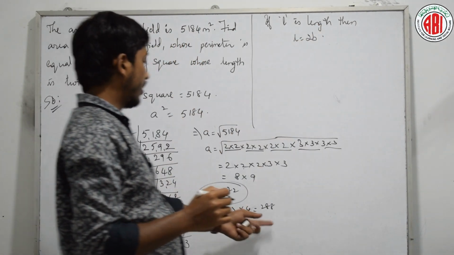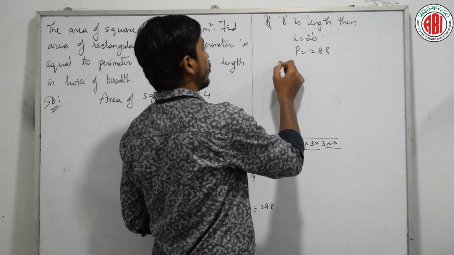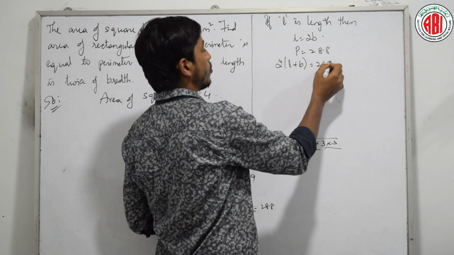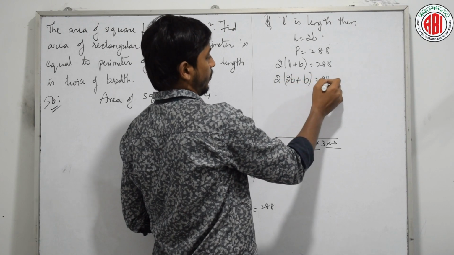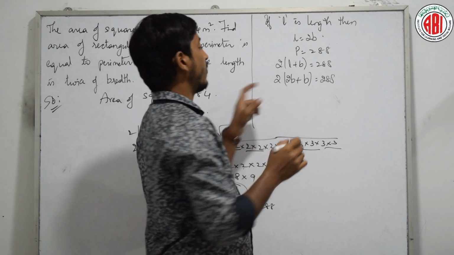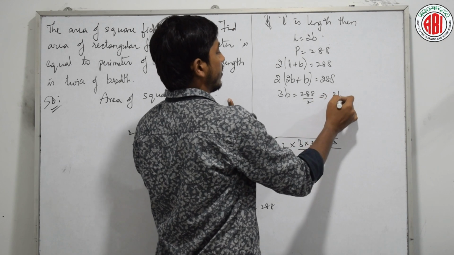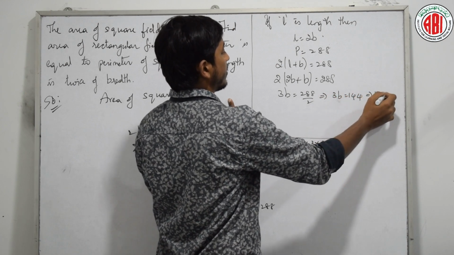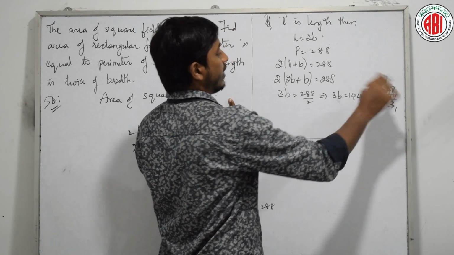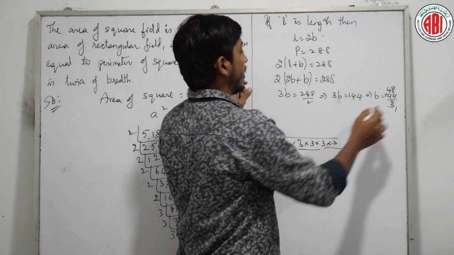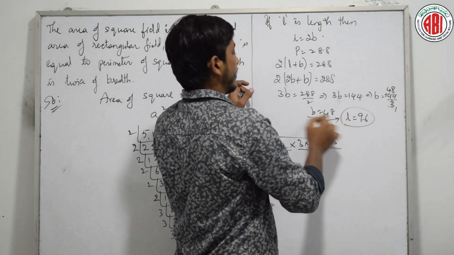What is the perimeter? Perimeter is 288. What is the formula of a perimeter? 2 into (L plus B) is 288. What is L? 2b. Let the B be like that only. Now let us find the value of B. 2b plus B is 3b, which is 288 by 2, that is 3b is 144, B is 144 by 3. How much is it? 3 4s are 12, 3 8s are 24. That is B is 48. From that I get L as 96. Okay?